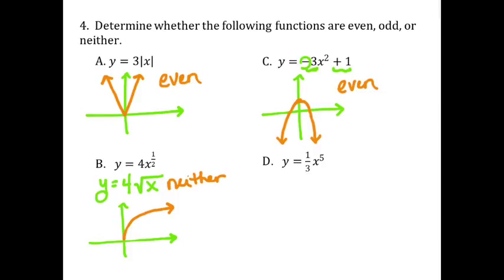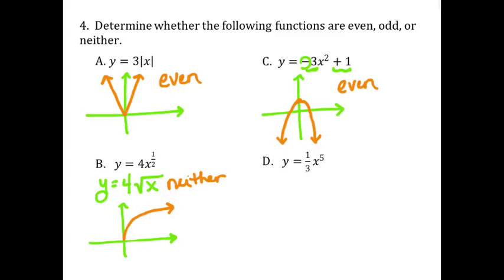Finally, question D, 1/3 x to the 5th. Now this is an instance where I think the algebraic approach might be a little bit better for us, because maybe we're not sure what the x to the 5th graph looks like. It's not one of our parent functions that we study.